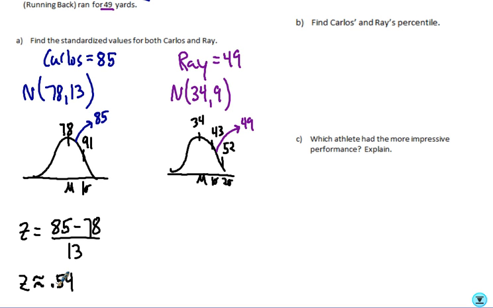What would you think Ray's z-score is going to be? Well, he's in between 1 and 2. So we're thinking 1 point something, maybe 1.5. I don't know. Let's see. So for him, Ray ran for 49 when the average for running backs is 34, and then with a standard deviation of 9. So let's see what his comes out to be.